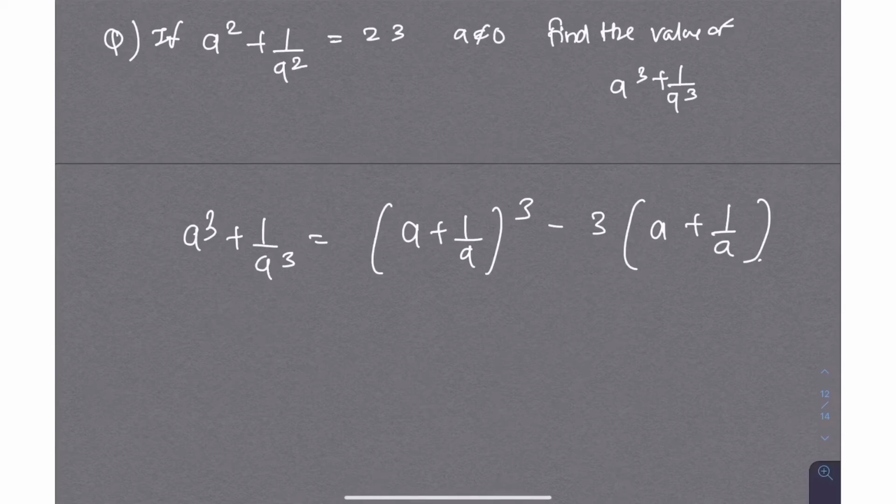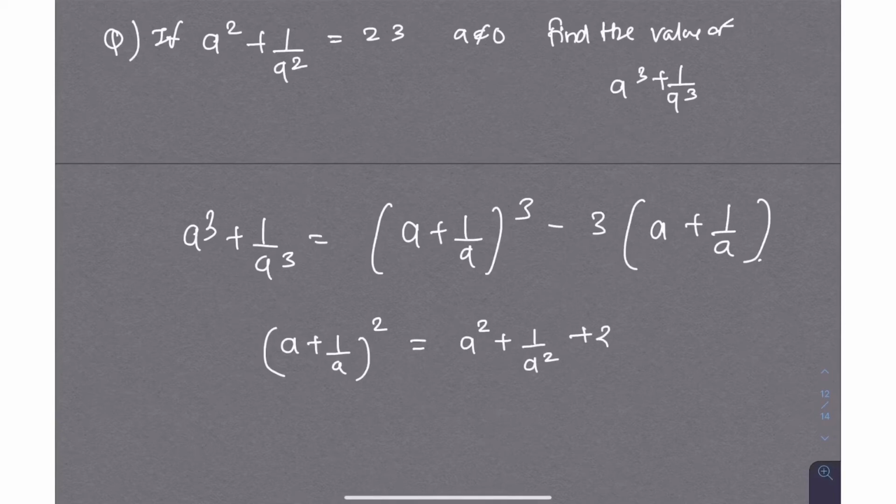So what we can do is, suppose I'm writing the formula for a plus 1 upon a the whole square, so what value am I going to get? A square plus 1 upon a square plus 2. Guys, what I've done, I've used the formula of a plus b the whole square. Formula is a square plus 2ab plus b square. So a square plus 2ab, when we write 2ab, we are going to get 2 into a into 1 upon a. That is the reason I'm only writing 2 over here.